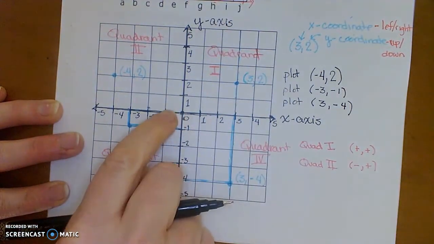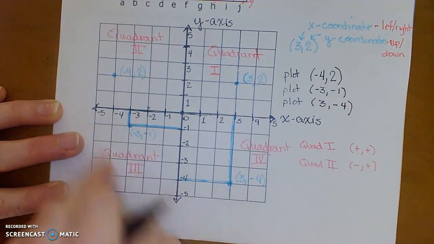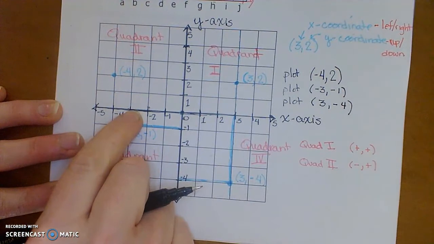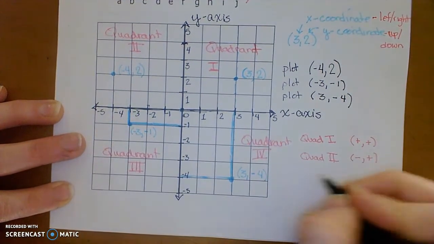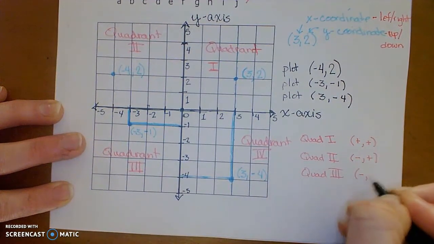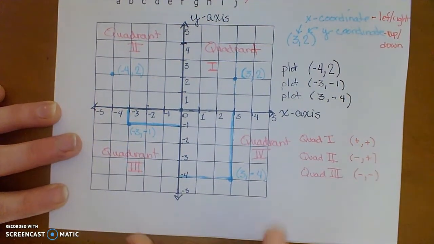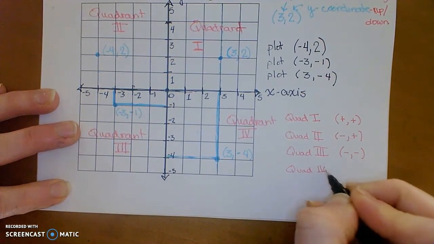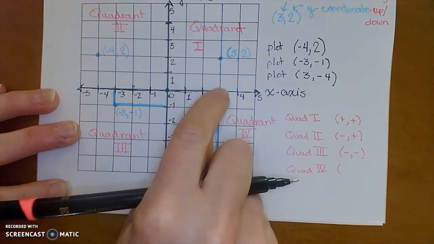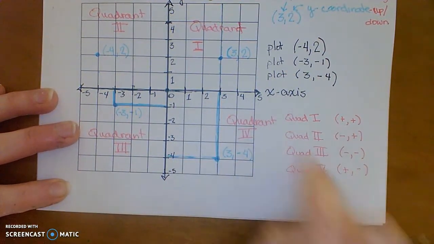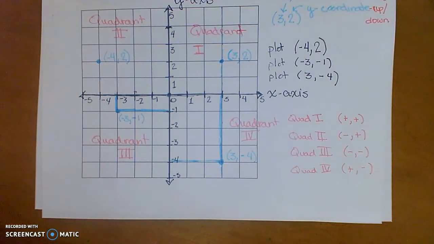In quadrant 3, to get to points in quadrant 3, you go left, so negative in the x direction, and down, negative in the y direction. So in quadrant 3, those points are described by 2 negative coordinates. And in quadrant 4, those points have a positive x and a negative y, so plus, minus. So this is what all the different points look like in the different quadrants.